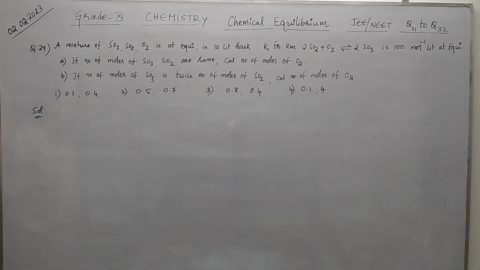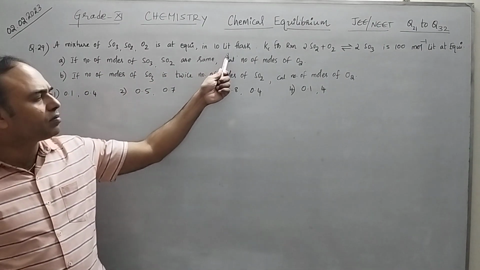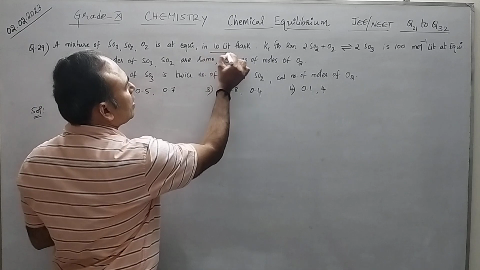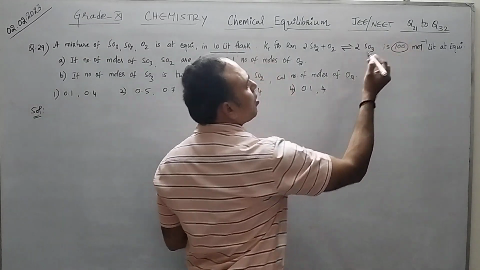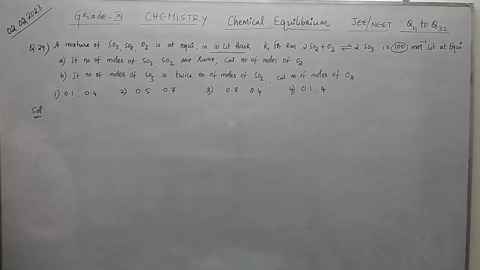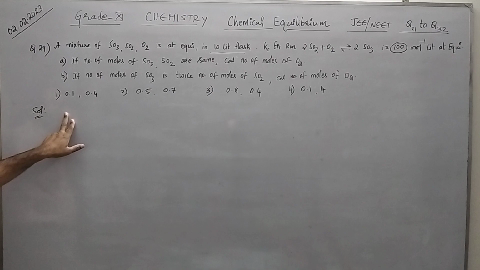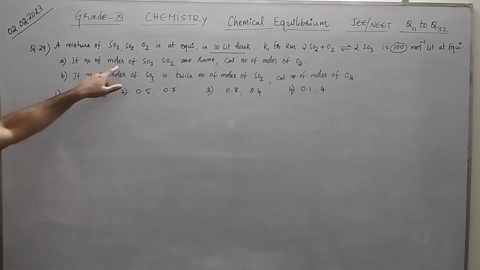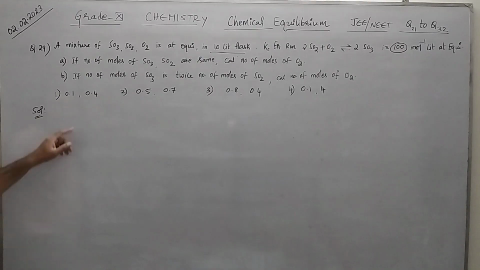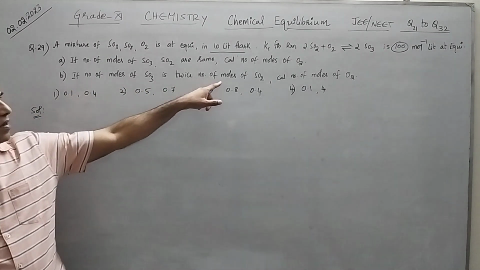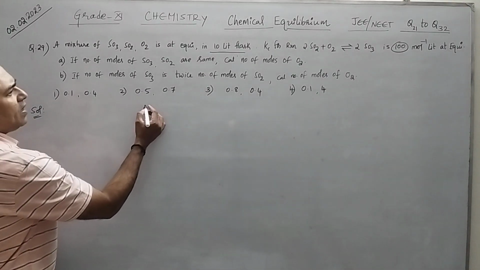Next, question number 29. They gave a mixture of SO3, SO2 and O2 in equilibrium. So what is the volume here? 10 liters. And they have given Kc is 100 for this particular equation. Two conditions or two questions are mentioned and options are also there. First one, the number of moles of SO3 and SO2 are the same. You have to find the number of moles of O2. Second one, the number of moles of SO3 is twice SO2. Calculate O2.